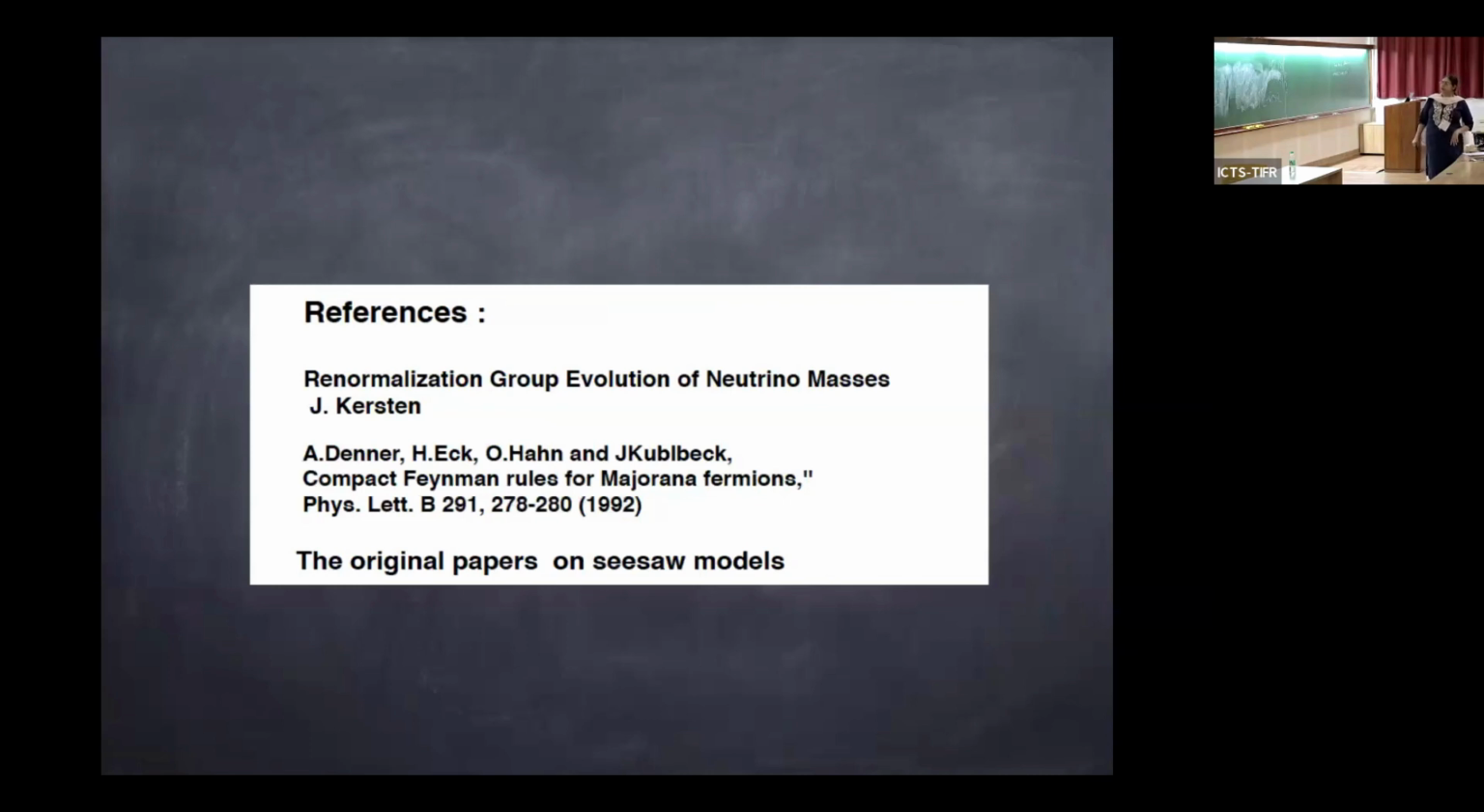These are the two things I recommend reading. This is the paper by Denner. At least our group follows these Feynman rules. And this is a thesis by John Karsten, where the type 1 seesaw is worked out in great detail. We have studied from here, and they are also using Denner's Feynman rules.